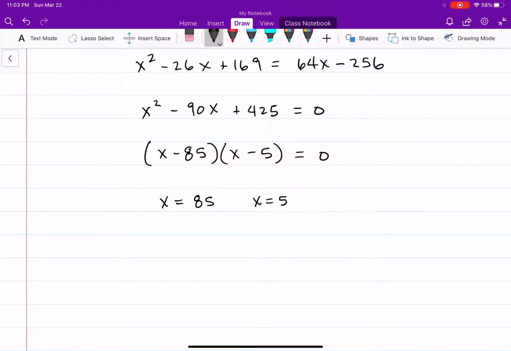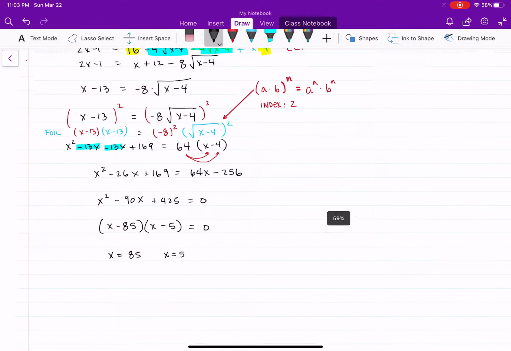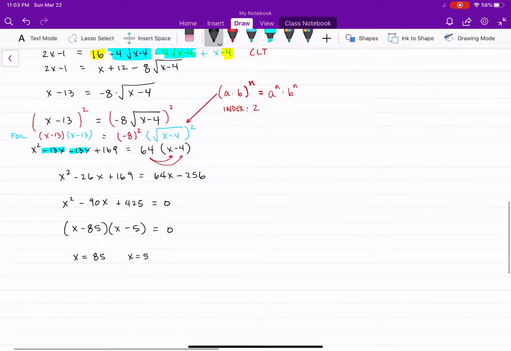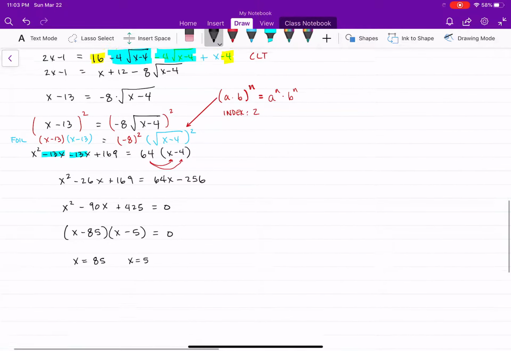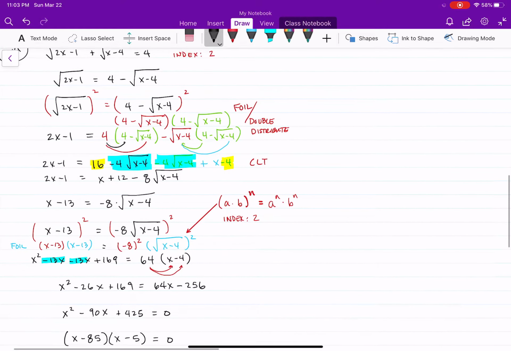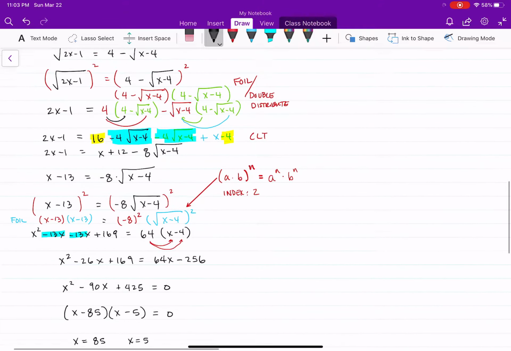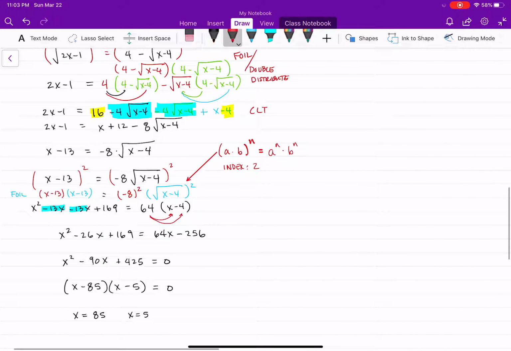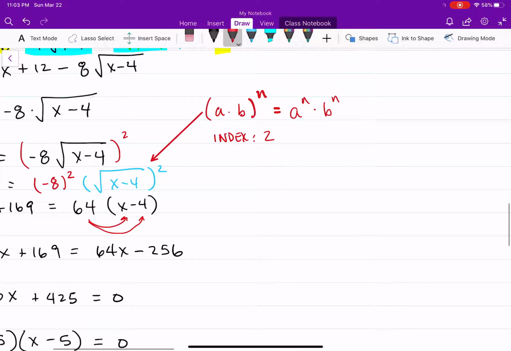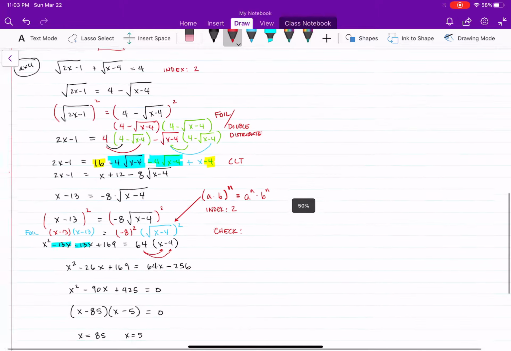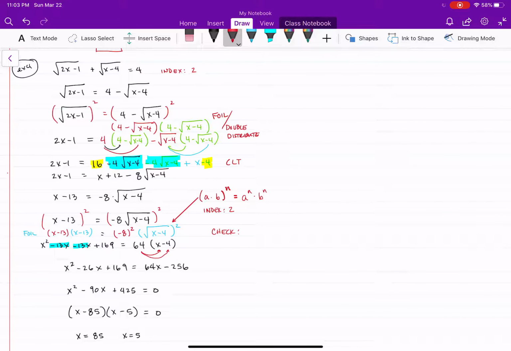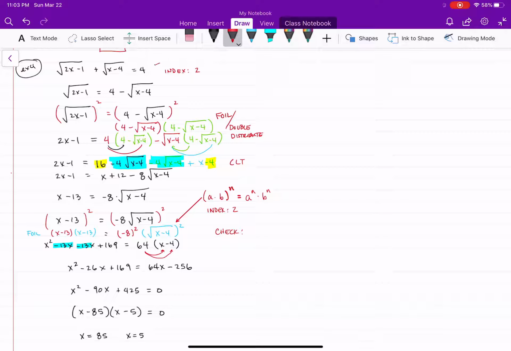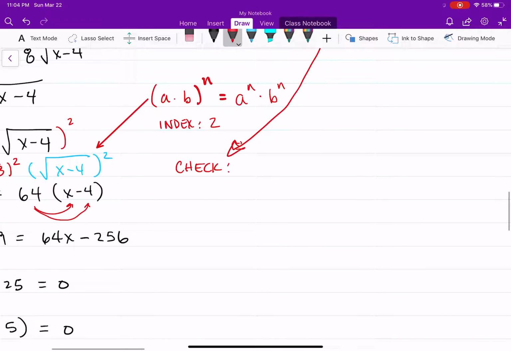So question is, can I use them both? So what do I need to do? I need to check. All right. And I feel like the original equation was so far away. So let me put down check over here. And let's look for that original equation, which is all the way up here, right? Ooh. There we go. Let me bubble that in so you guys can see.